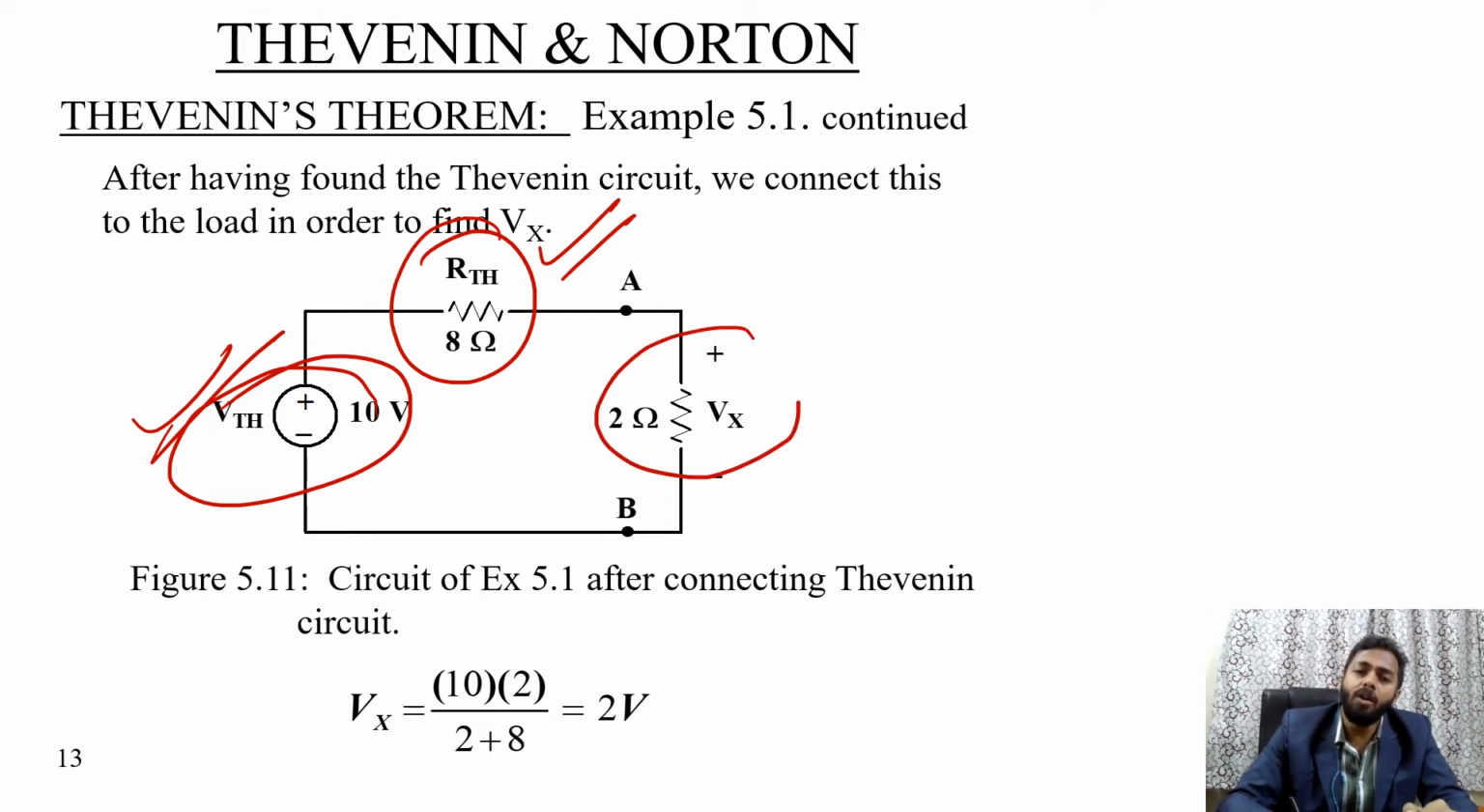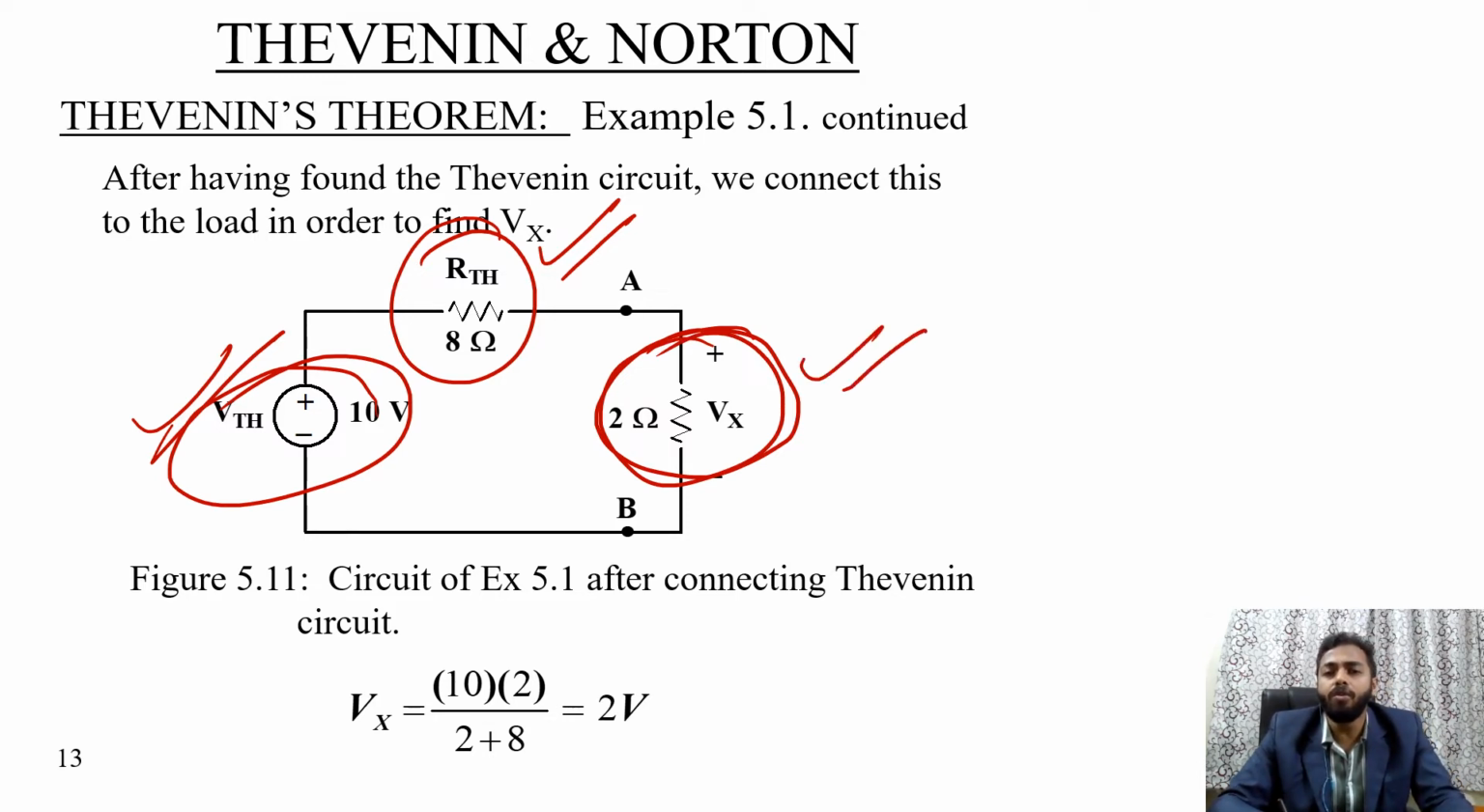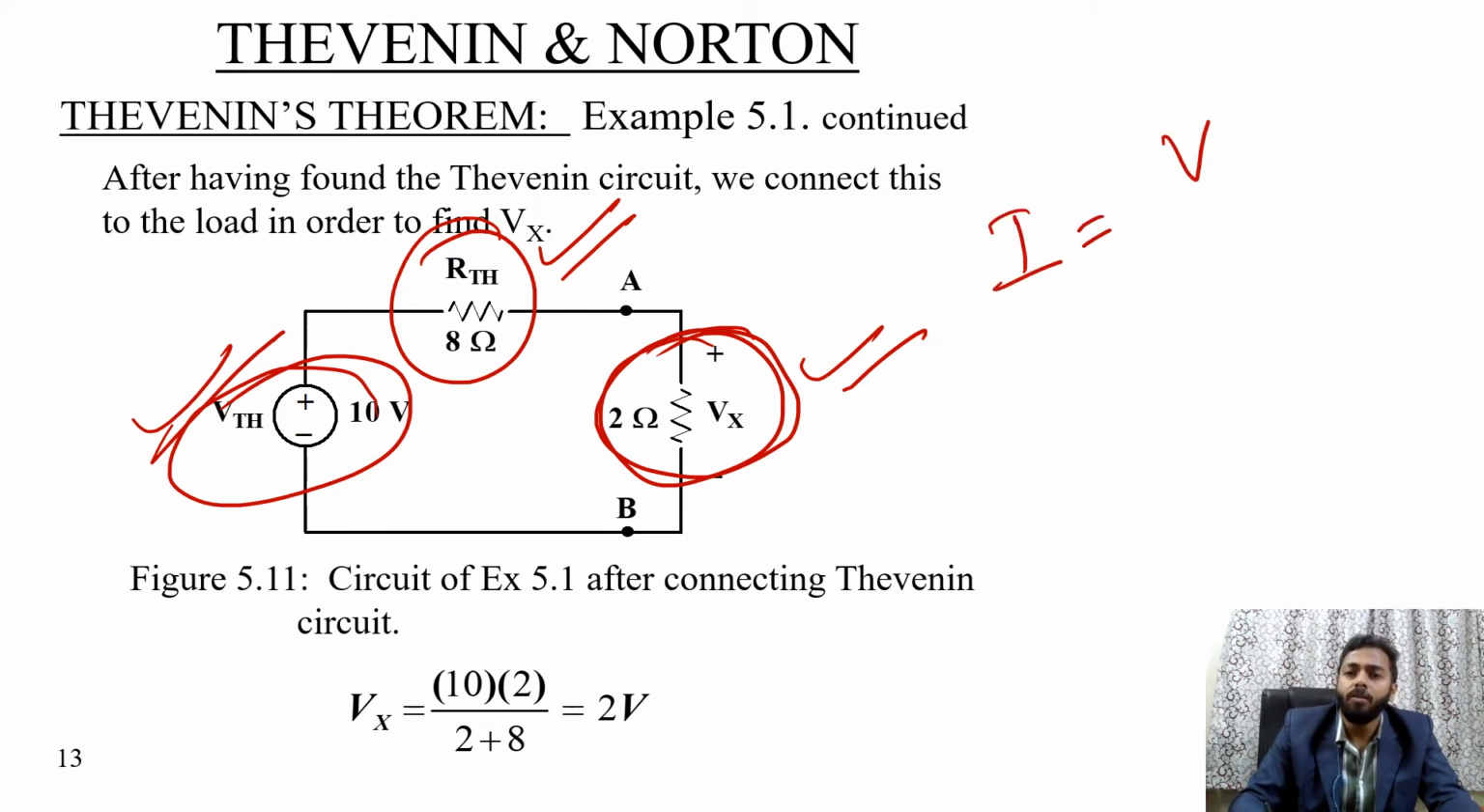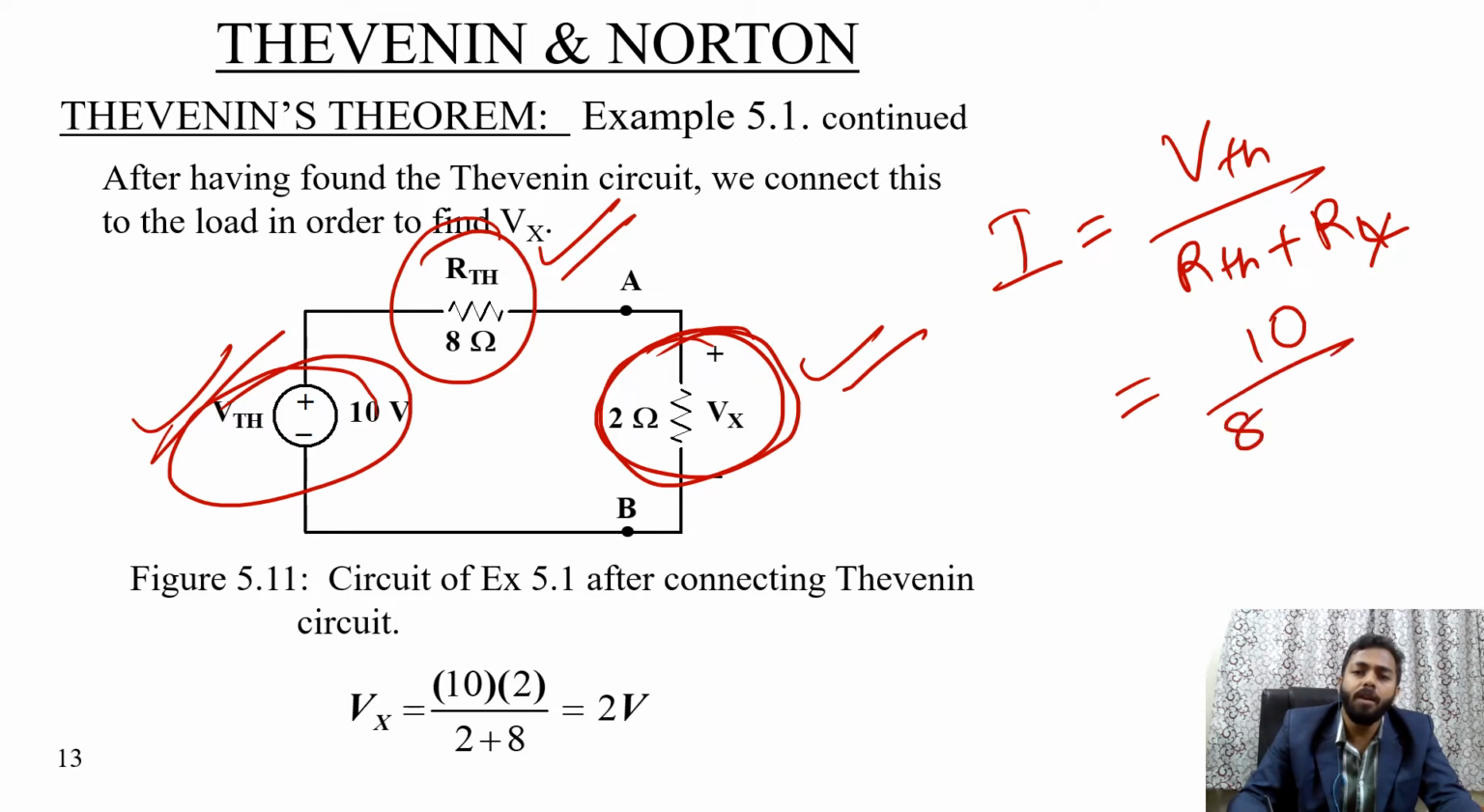Now we can connect the load. The load was given to you in the question. That load you can connect here, 2 ohm resistance, and this way you can find out the current in the circuit. The current in the circuit is equal to what? VTH by RTH plus RL, or RX, anything you can say here. So this is equal to 10 divided by 8 plus 2, that is 10 by 10, equal to 1 ampere current flowing through the circuit.